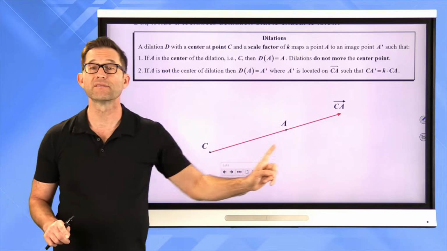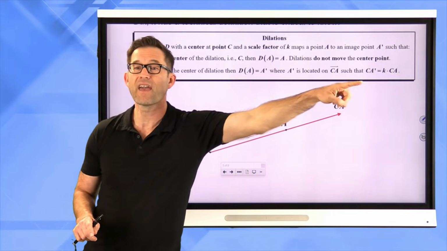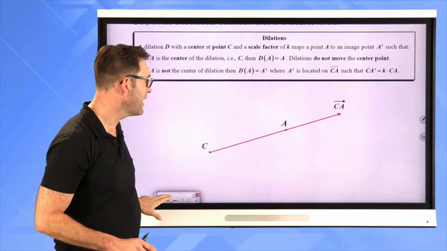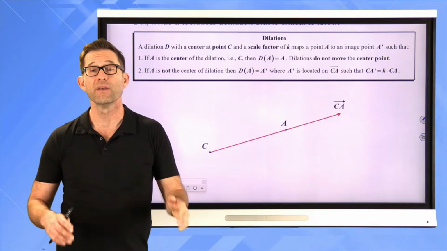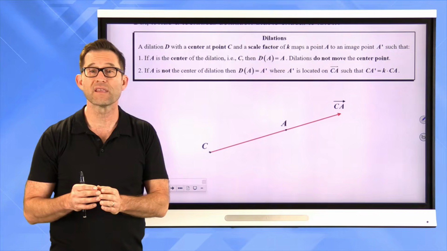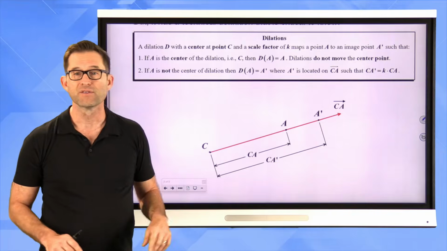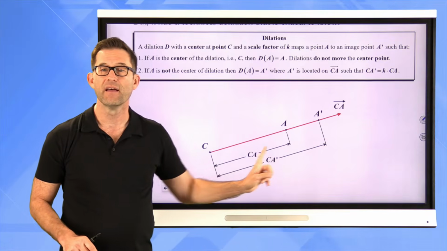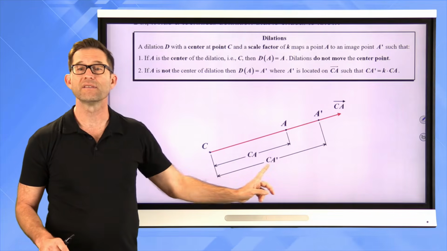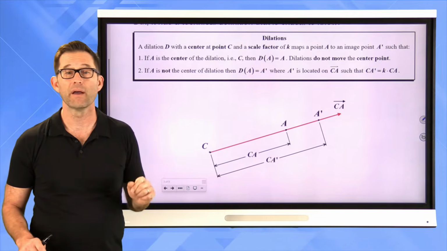Well, it's going to be located somewhere such that the distance from C to A prime is K times the distance from C to A. Now, where that lands depends on whether K is greater than 1, in which case we go farther away, or less than 1, in which case A prime moves closer to C, right? So if I've got the distance CA, then CA prime, in this case K would be greater than 1, CA prime will be K times CA, all right?